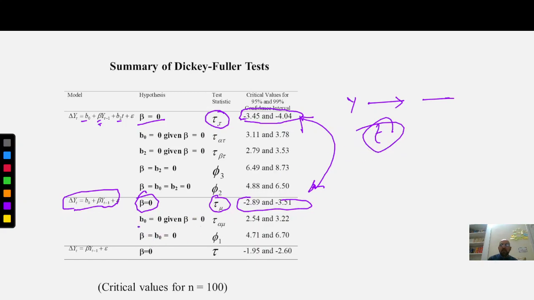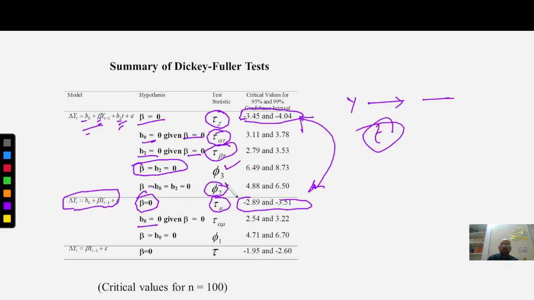In this case, when b naught is equal to 0 and beta is equal to 0, the test statistic is this one. When both b2 and this are equal to 0, the test statistic is this one. If beta and beta 2 are equal to 0, meaning this is 0 and this is 0, we call it phi 3. If all three are equal to 0: beta, b0, b2, we call it phi 2.